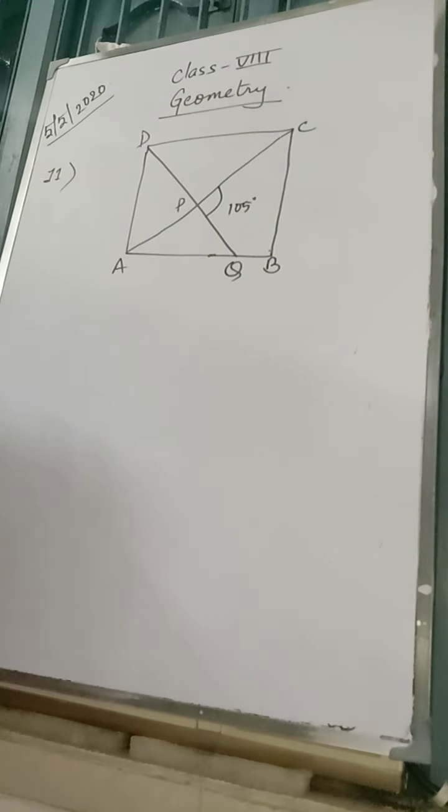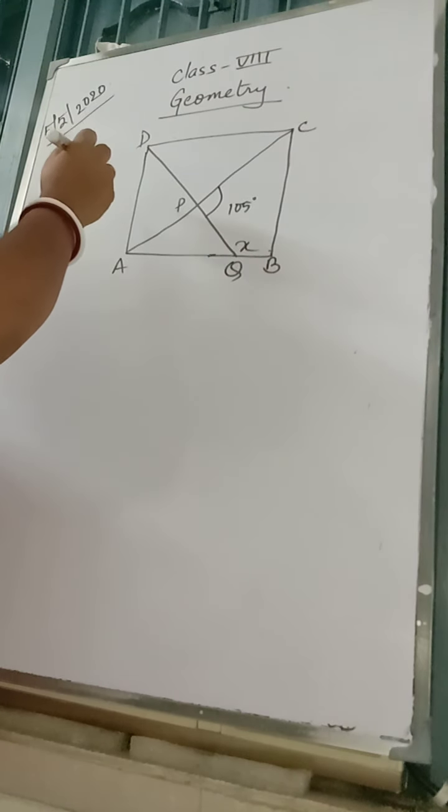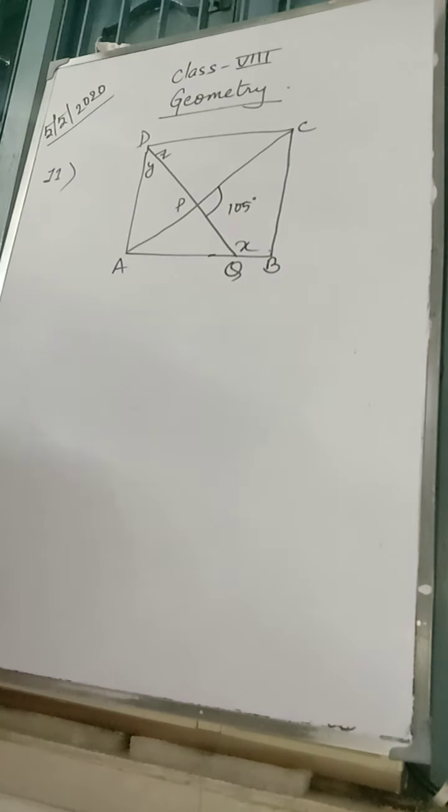Now you have to find x, y, z. Where is x? This is x. And then this is y. And this is z. Clear? Now, it was 105. Now, this full angle is 105.